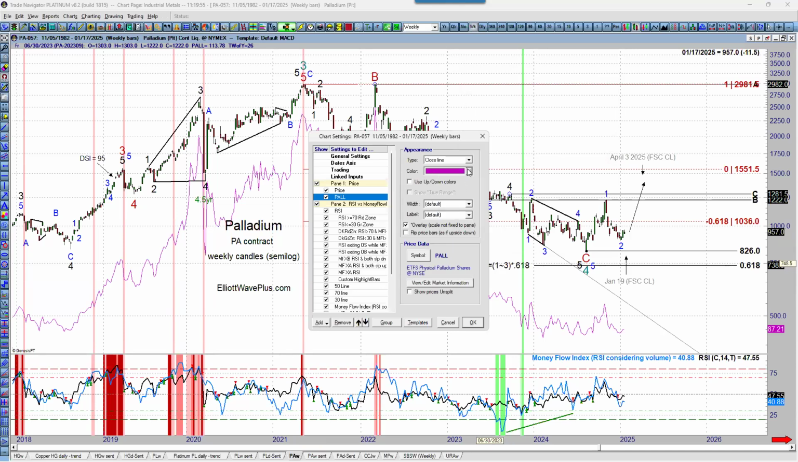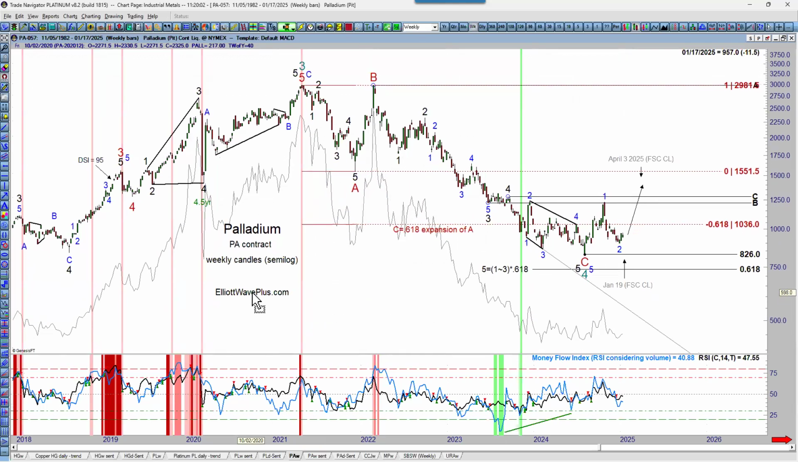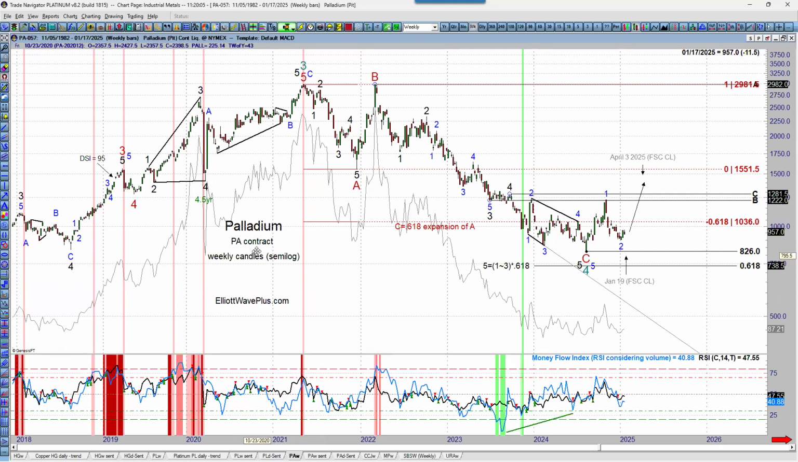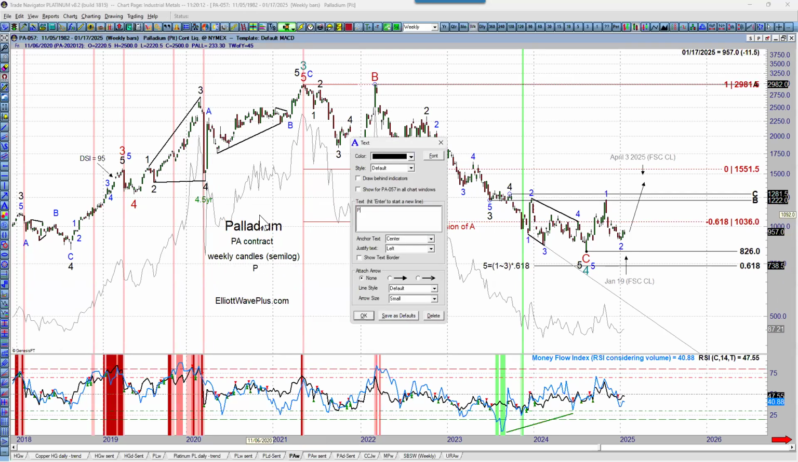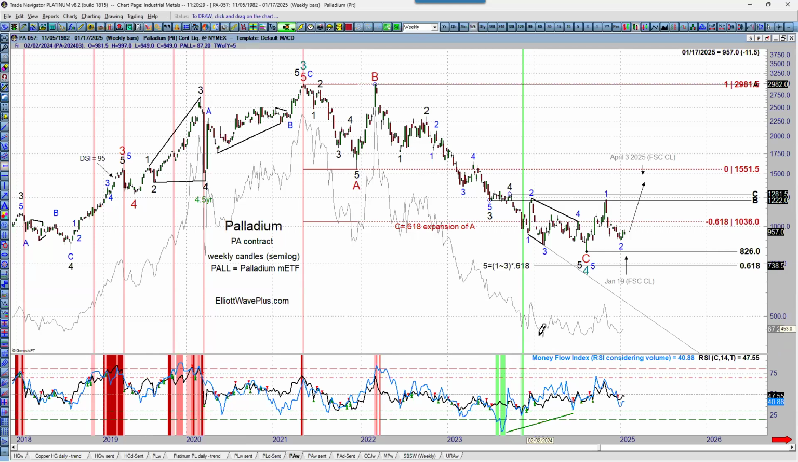So that gray line there is going to be PALL. And you can say that it's kind of been putting in this base. That could easily be a 1, 2, 1, 2 that's building up on palladium ever since February of 2024, the palladium ETF.